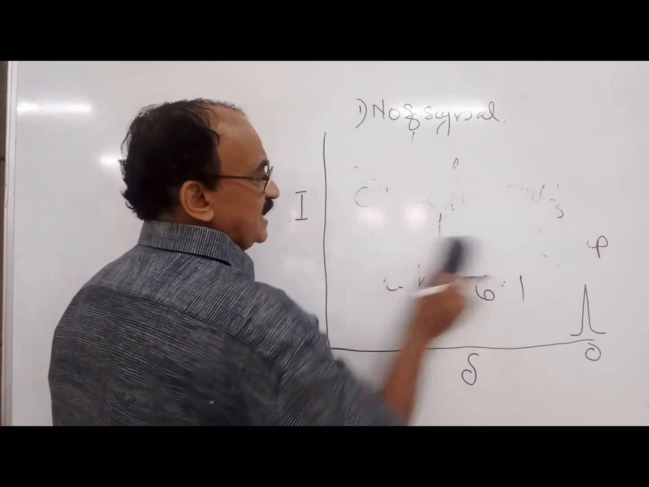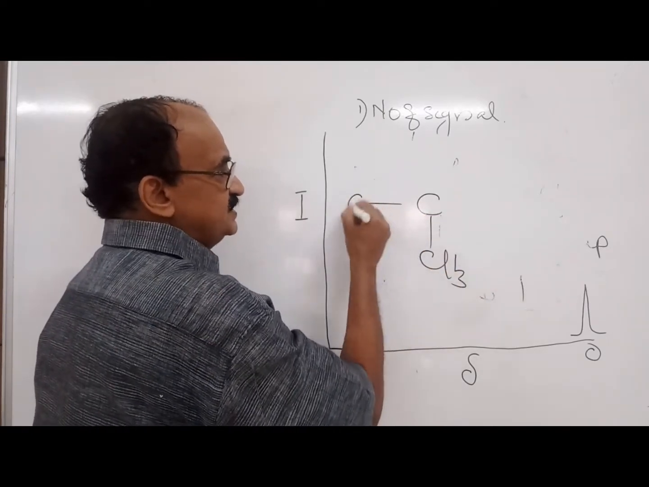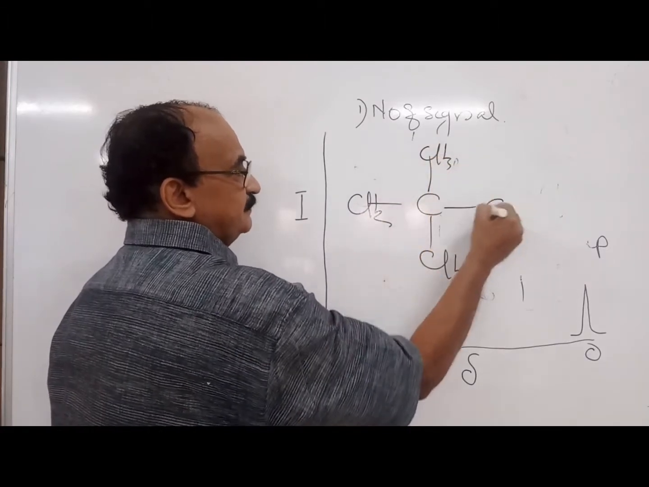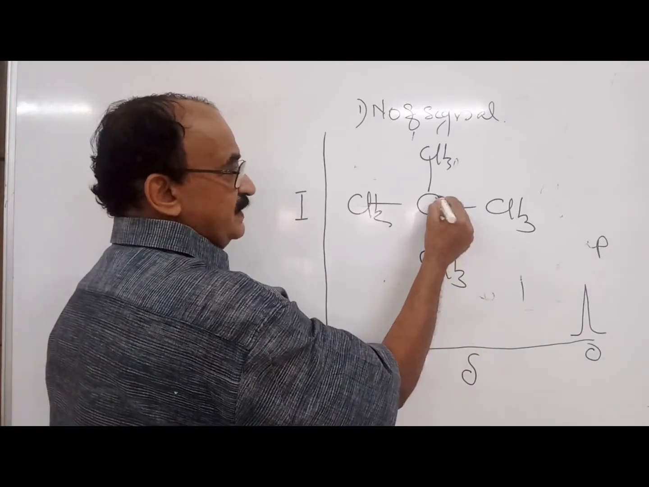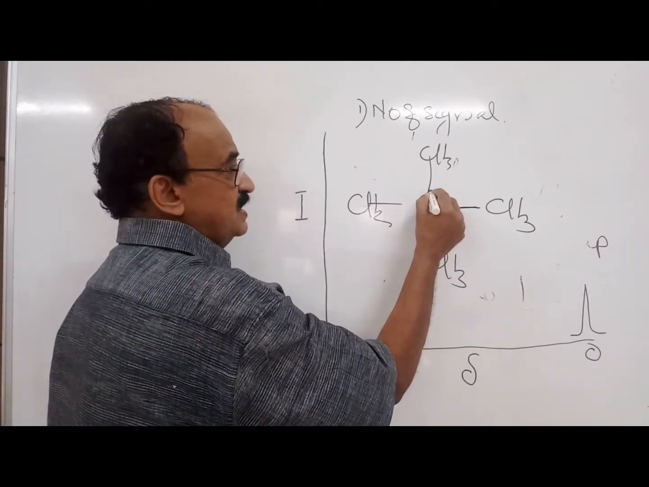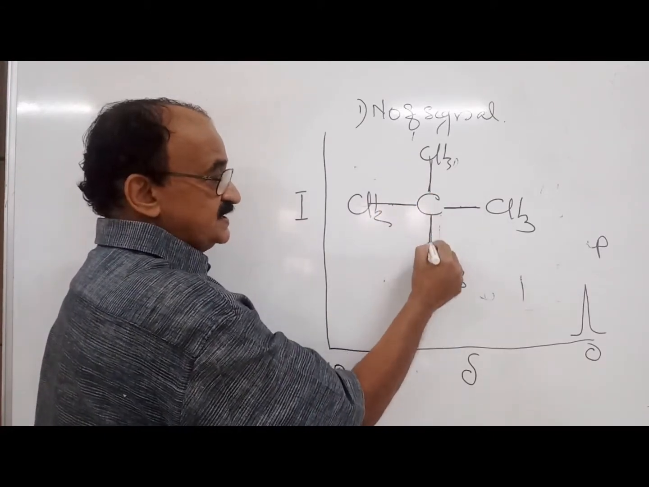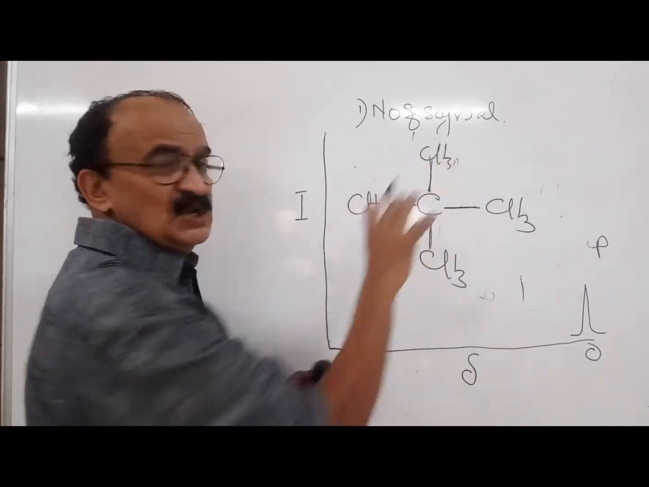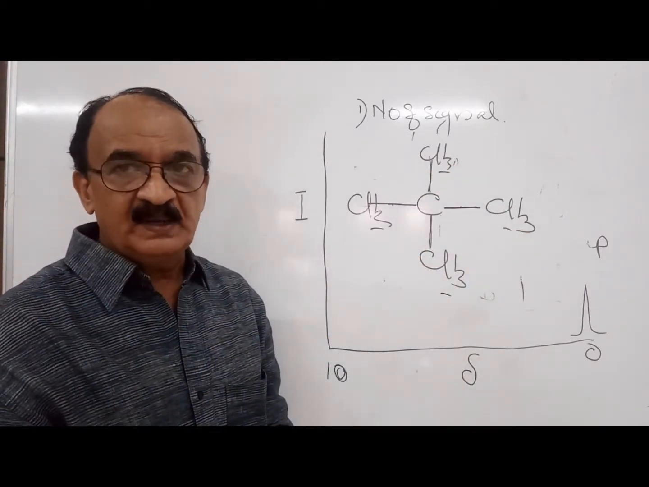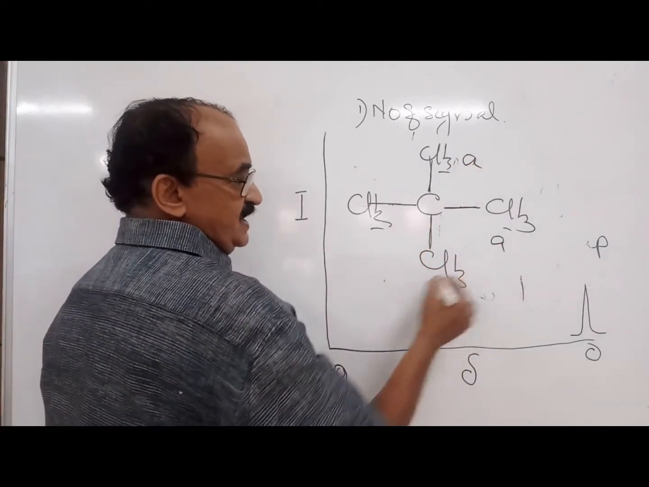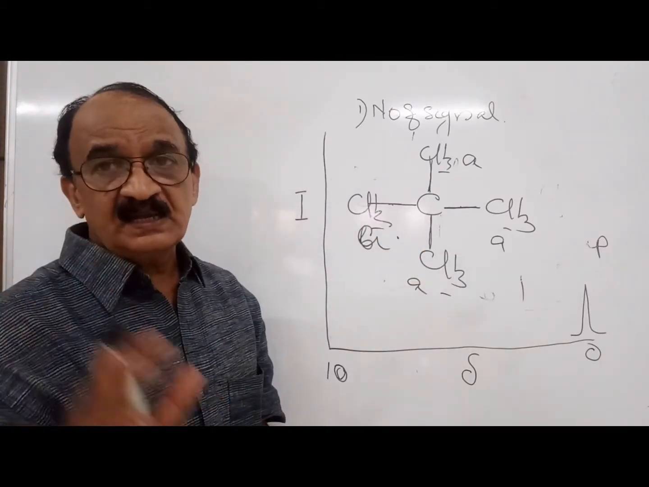Now see the number of signals given by this compound, C with CH3, CH3, CH3, CH3. Can you say how many signals it can give? This is the middle carbon. The distance to each of the other carbons is exactly equal. Therefore, all 4 carbon atoms are equidistant from the central carbon, so all the hydrogens are also equidistant, so they are under a similar chemical environment. Am I right? Therefore, if it is A, this also A, this also A, this also A. So it gives only 1 signal because all the hydrogen atoms are under a similar chemical environment.